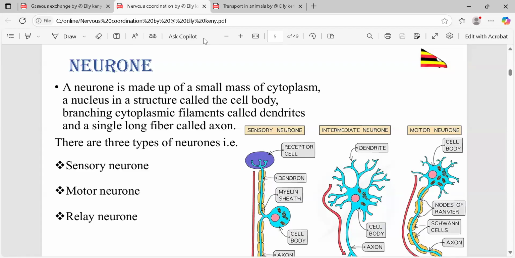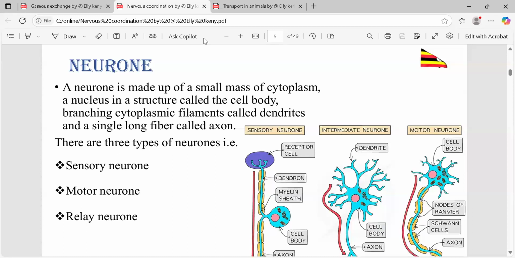Then the relay neuron connects between the sensory and the motor. It's in the relay neuron where the information is made sense of, or interpreted. When it is interpreted, the message shall be sent back to the motor neuron, which shall transfer the information to the effector. And in this case, let's take the effector being the muscles. After something touches you, and this happens in a very short time, you'll be able to realize that this thing touching me should have been a cockroach.